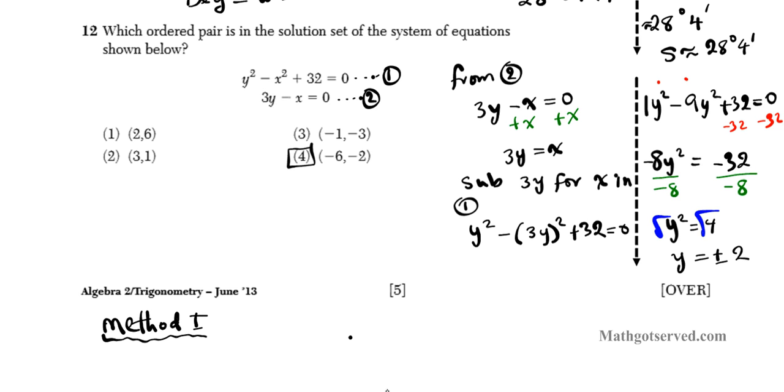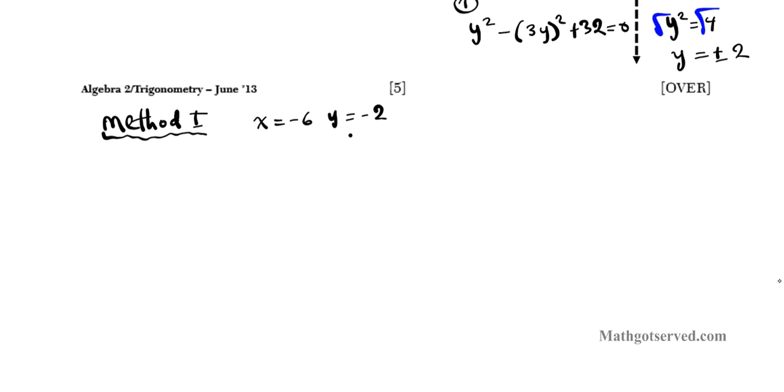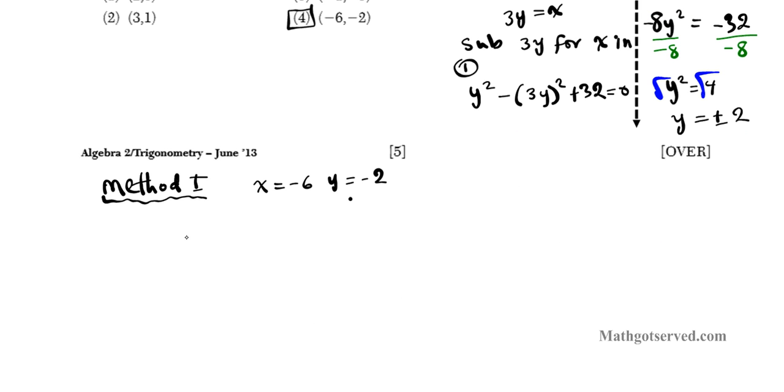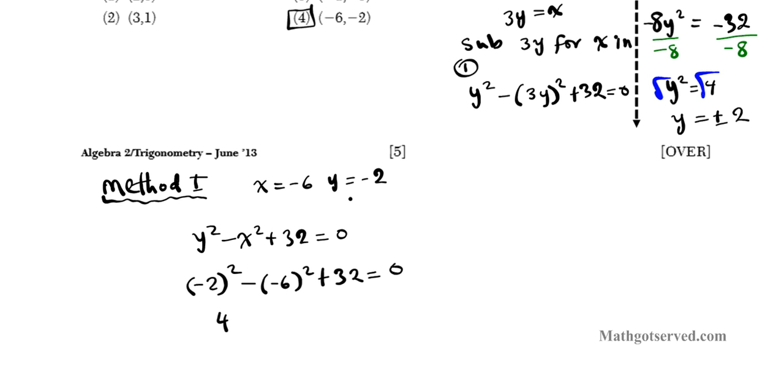Okay. So for method 2, I'm going to plug in x equals negative 6 and y equals negative 2 in both equations. And if it satisfies both equations, that means it's the correct answer. So for the first equation, we have y squared minus x squared plus 32 equals 0. So let's plug in these values. So the question is negative 2 squared minus negative 6 squared plus 32 equals 0. Negative 2 squared is 4, minus negative 6 squared is 36, plus 32 is equal to 0. Subtract these two, it's negative 32 plus 32 equals 0. Isn't it? Absolutely. So that checks out.